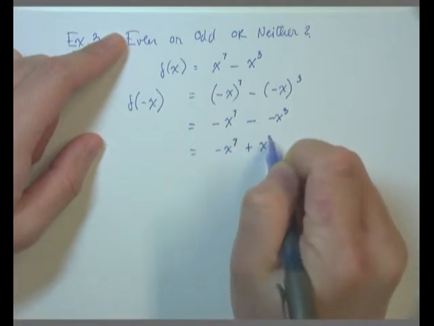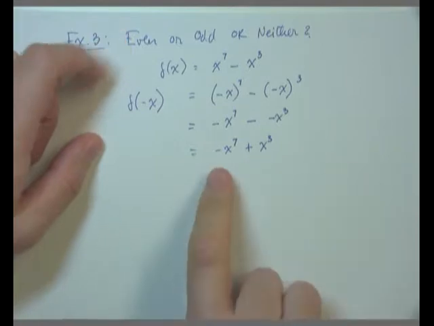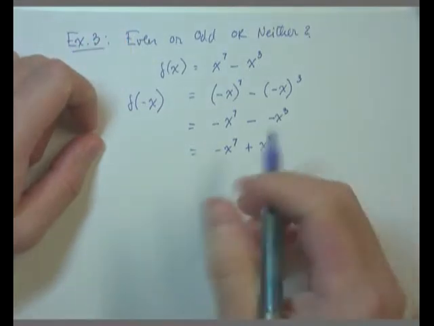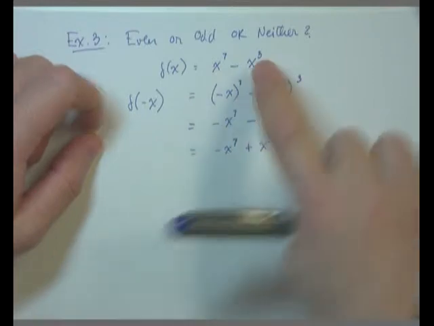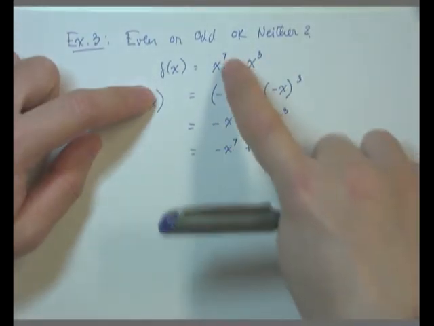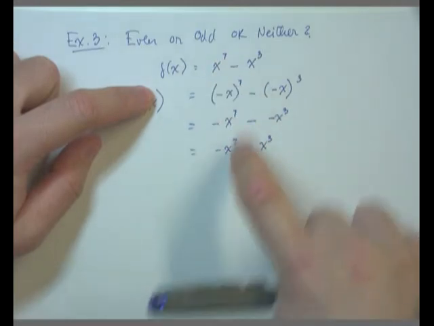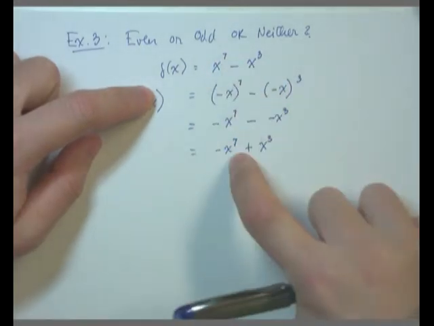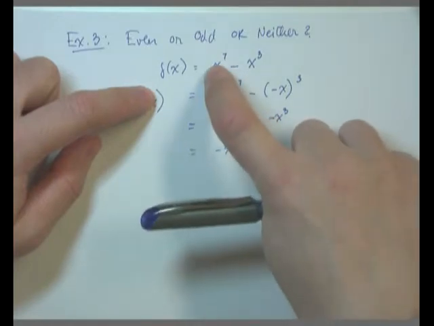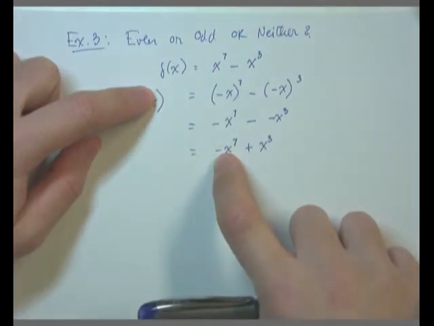plus x cubed. Now this final function, what I'm seeing here is if you compare the final expression with the original function, it seems like every single term is just the exact switch in the sign. If you're looking at the x to the 7 term, the original sign was a positive sign, and here it's a minus sign. So you switch over.